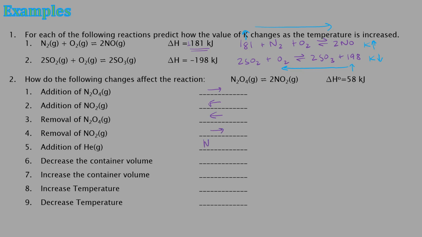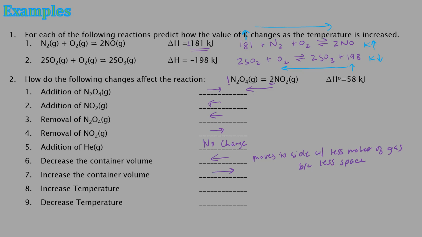Removal of NO2, this would go down, so it would move toward that product to replace it. Addition of helium, no change, because helium is an inert gas. Decrease the container volume. Okay, so if we decrease the amount of space, then it moves to the side with the less moles of gas. So it would move this way because there's 1 mole of gas here and there's 2 moles of gas here, so this takes up less space.